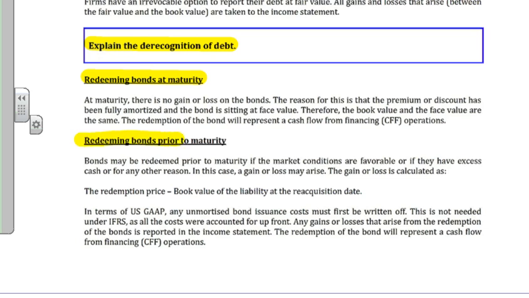Okay. What if I redeem the bond prior to maturity? Well, again, I have to say to myself, how much did I end up paying? The redemption price. What did I manage to redeem or extinguish my liability at, less what was it in my balance sheet or my carrying value on my books at that point in time. It'll either be a gain then or a loss. In terms of the US GAAP, any unamortized bond costs need to be written off first. Not applicable to IFRS because we said before they are all accounted for up front.